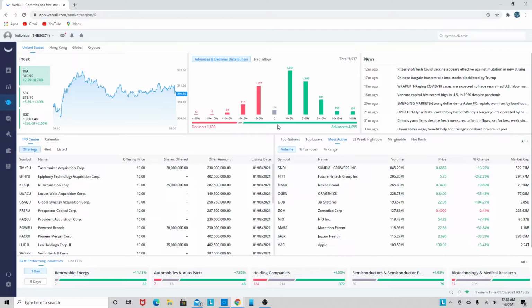Just to let you know, I'm not a financial expert. This is for educational purposes only, but I am here to point out key factors on the charts which do impact the price action of a stock.